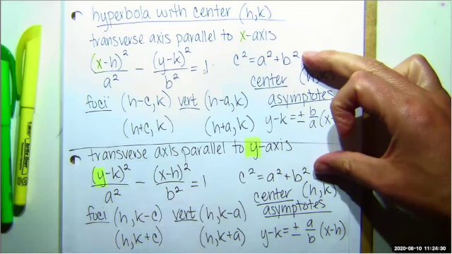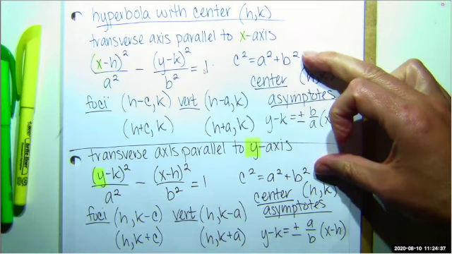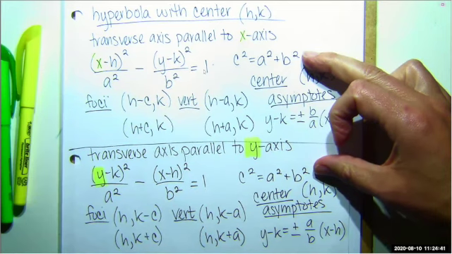Okay, C squared is equal to A squared plus B squared. For our ellipse, C squared was equal to A squared minus B squared. So these are a little bit different based on the derivation of the formula. Again, anyone who's interested, I would encourage to look this up.